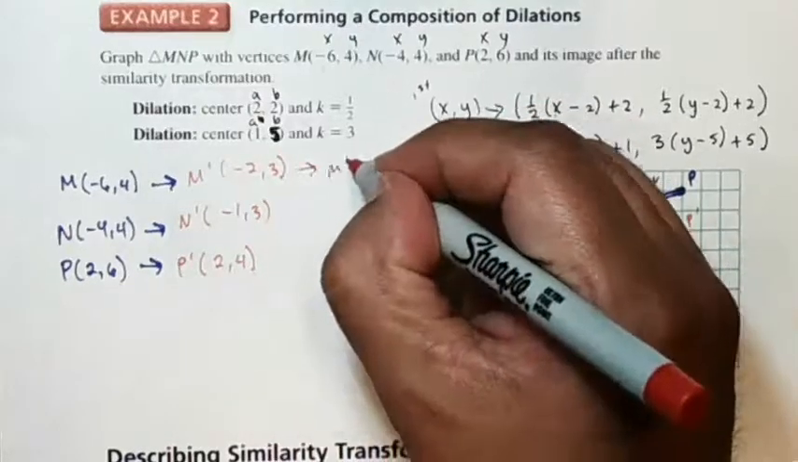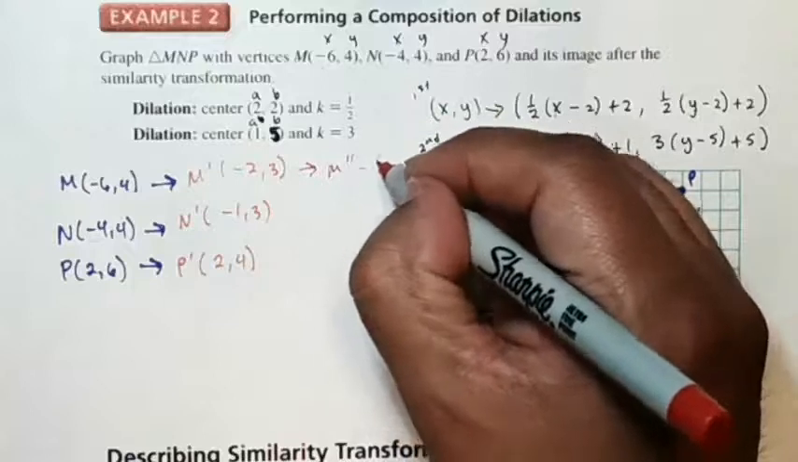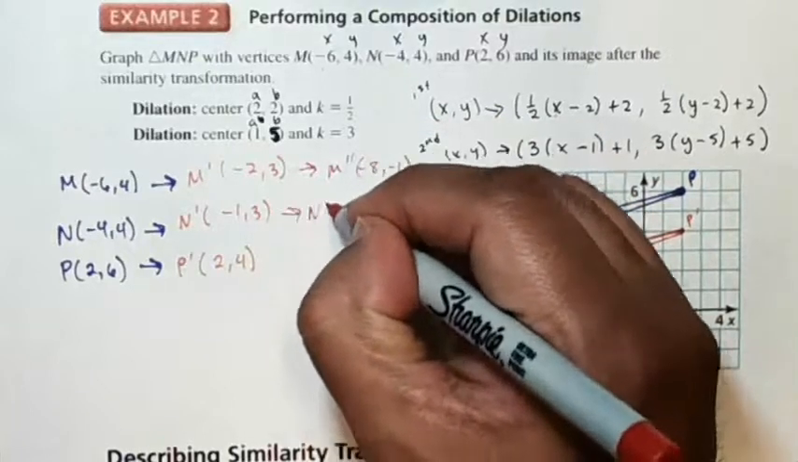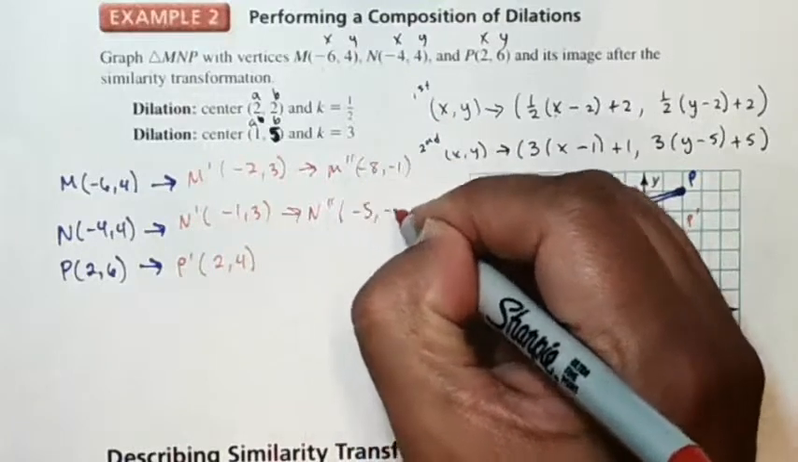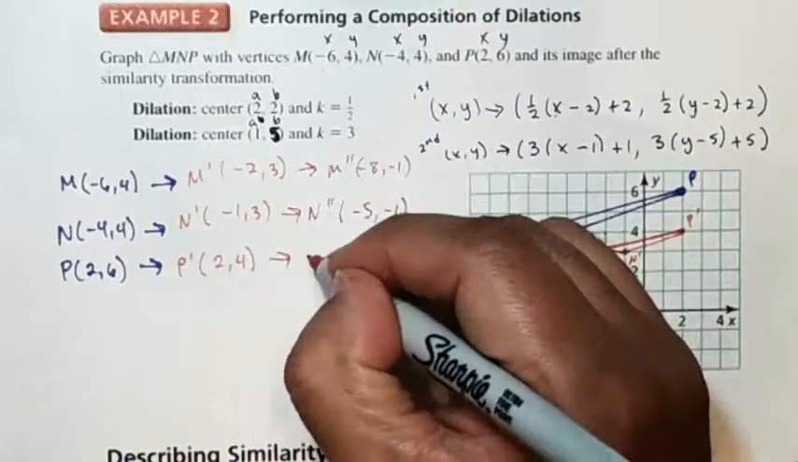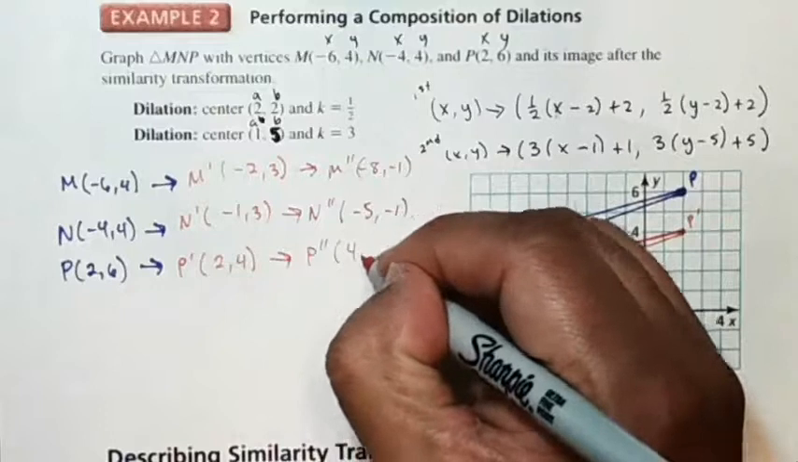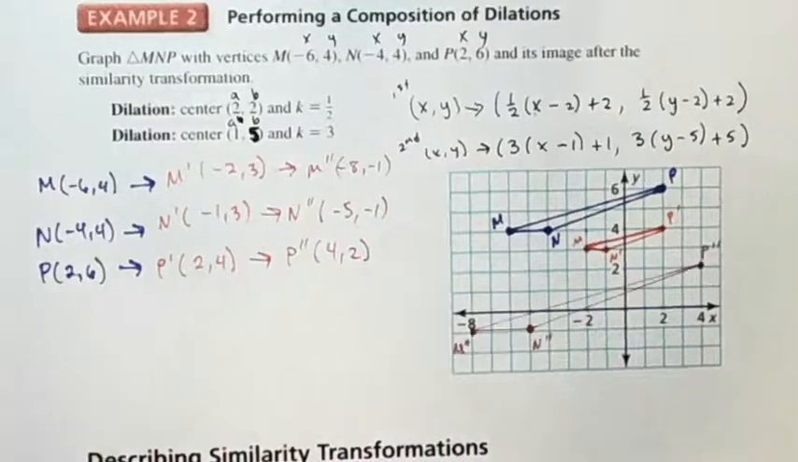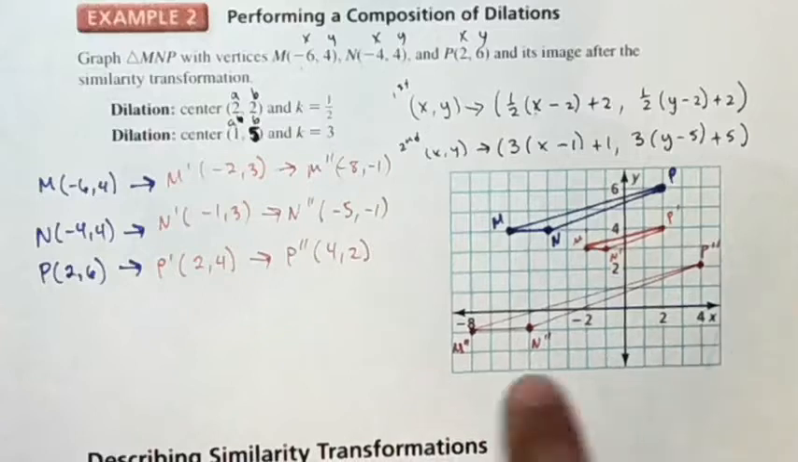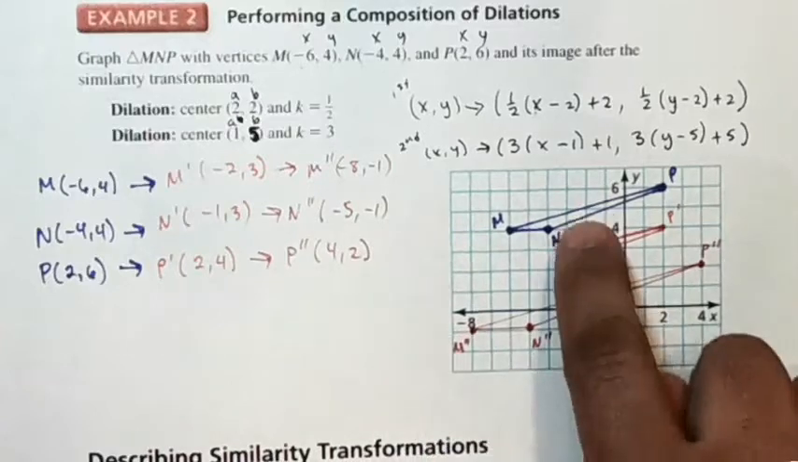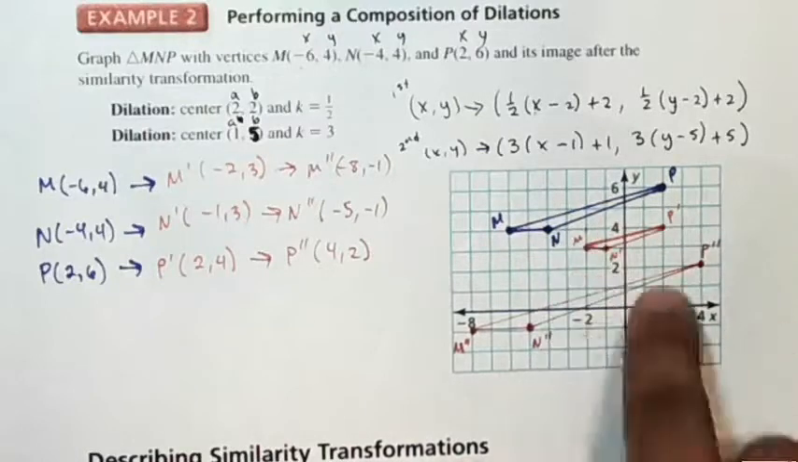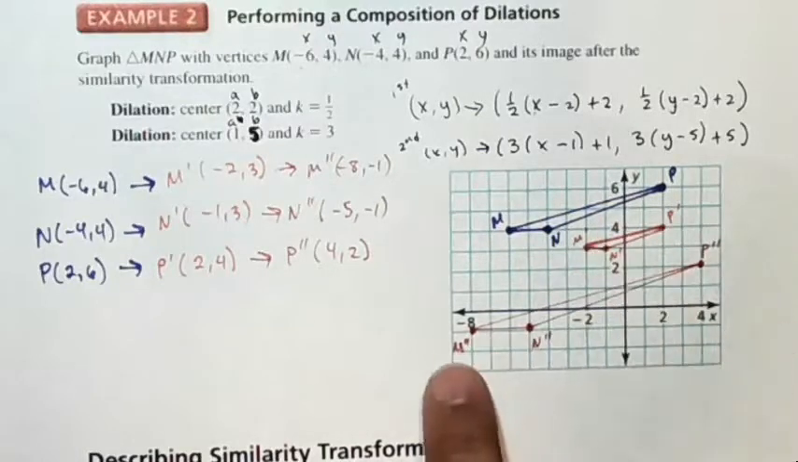my M double prime ends up being -8, -1. N double prime comes out to be -5, -1. And P double prime ends up being 4, 2. Okay, so let's graph that. Alright, so this is our final dilation, our final image. We went from this pre-image to this mid dilation, and then the final image is this triangle M double prime, N double prime, P double prime.